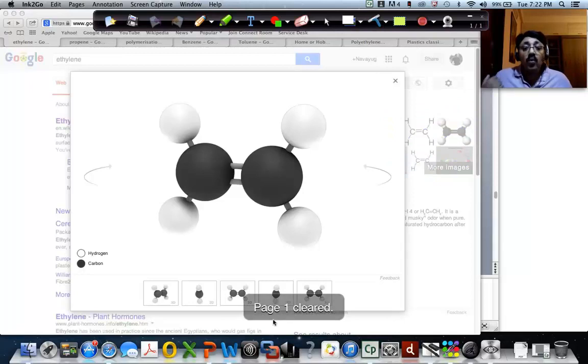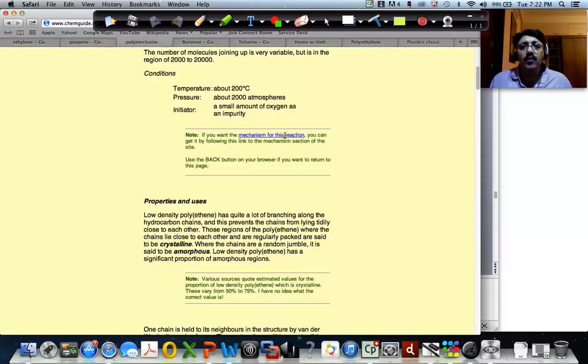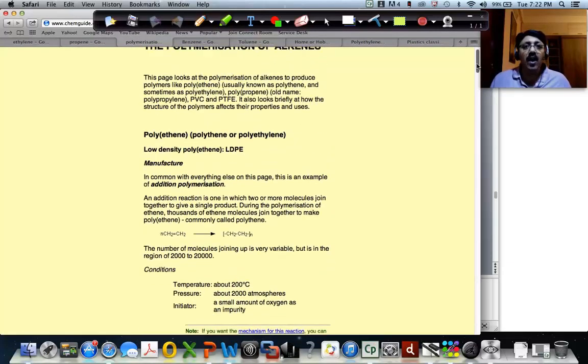Now, what happens if I polymerize? This is something we have seen before. Ethylene can be a monomer, and that ethylene can be polymerized to form polyethene. This polymerization is something that we discussed before, but I want to quickly show you once again how that looks.